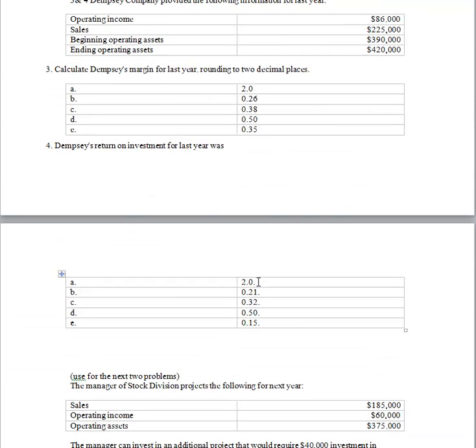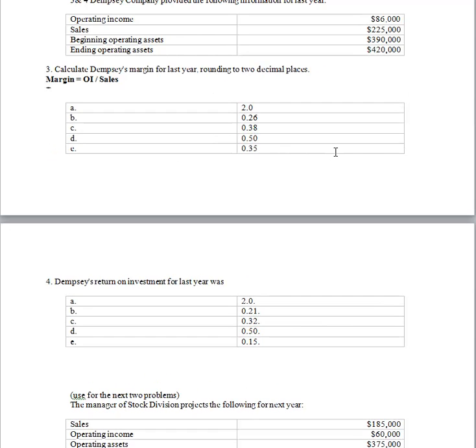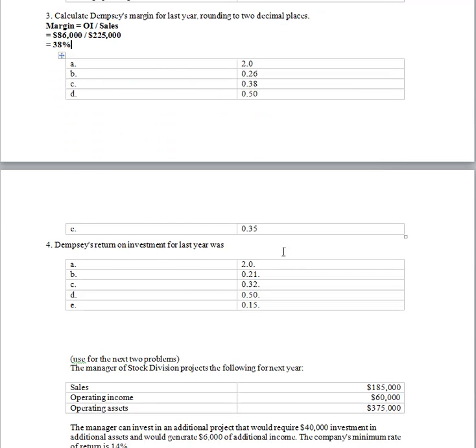3 and 4, we're going to use the same set of facts. We have income, we have sales, we have beginning of the year assets, we have end of the year assets. The first question is asking you to calculate the margin. Remember, your formula for margin is to take operating income and divide it by the sales. Our operating income is 86,000. Our sales are 225,000. So that's going to give you a margin equal to 38%. So your answer on 3 is C.